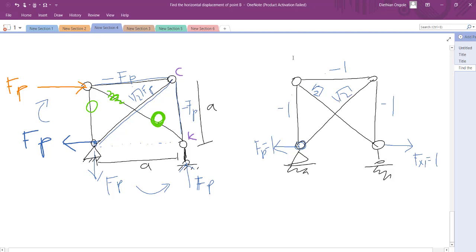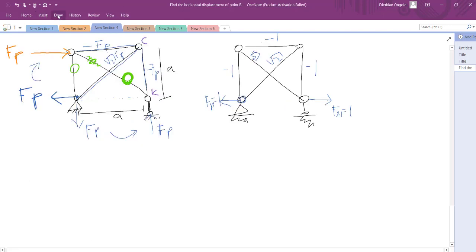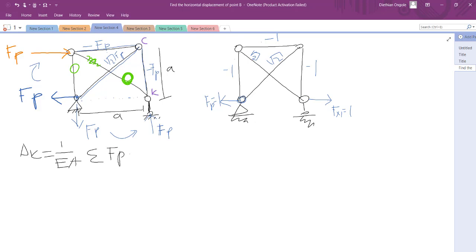So having found our internal forces, let's now move on and calculate the displacement. So from the above, we say that our displacement delta, that is delta K, is given by 1 over EA into the integral. Since here we are having a continuous structure, it will just be the same as the summation of the forces, Fp times Fn.